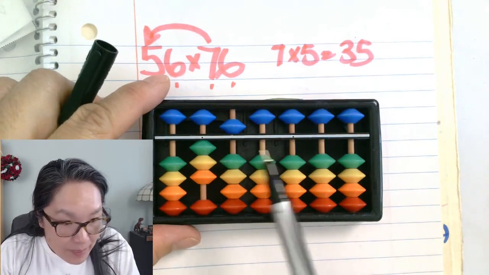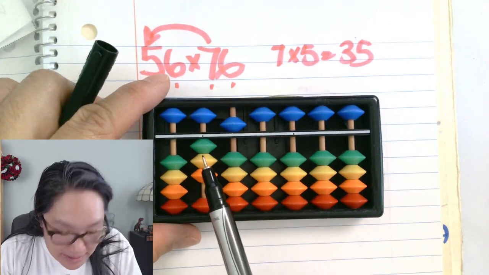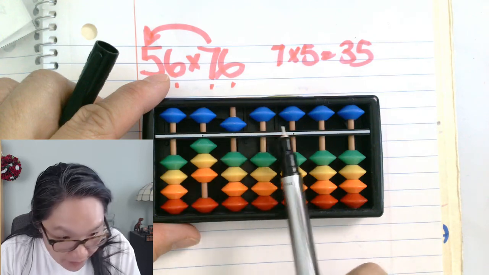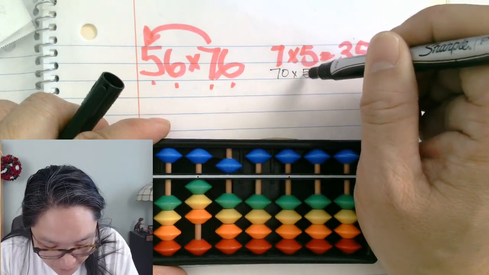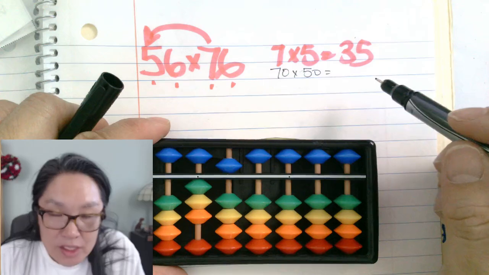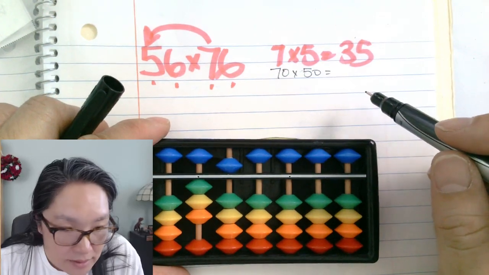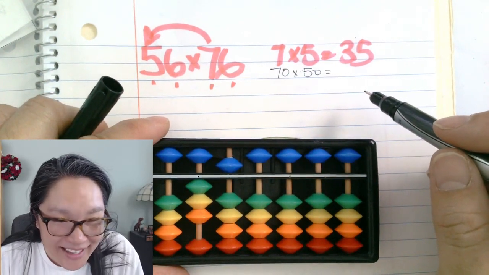Because the abacus does it for me. So I don't need to say 3,500. I don't need to say that. I don't even need to say 70 times 50, because I don't think my multiplication table actually goes up to the teens, the tens. Right?